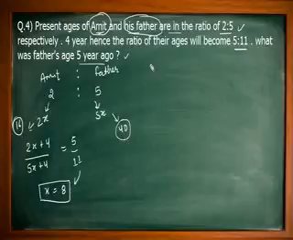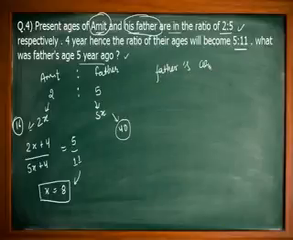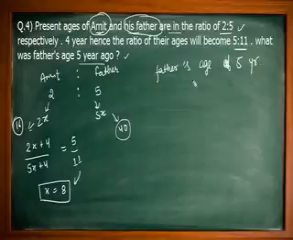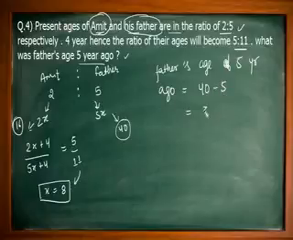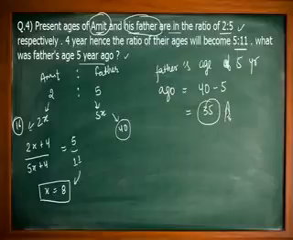But guys, the question is asking in a different way. What was the father's age 5 years ago? So the father is 5 years ago. 5 years ago will be 40 minus 5, it will be 35. That is your answer right now. I hope you understand this problem.